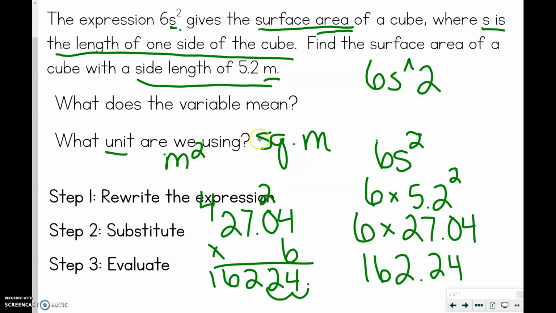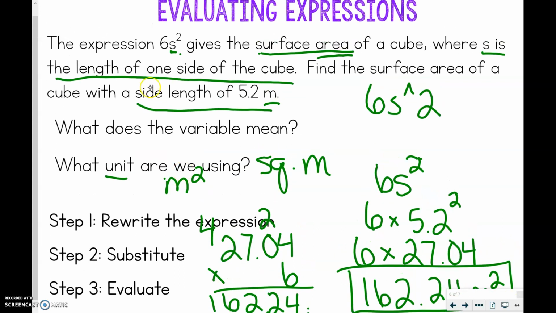We said it was meters and it's squared meters. So I'm going to put my M2, but you can always write the SQ for squared if you want. And that's our answer. Okay, so really the only new step is making sense of your real world problem as far as what does your variable mean, what are your units, sometimes those are the same, sometimes it's different, so pay attention to that, and rewriting the expression from the problem. Then you just substitute and solve like we've been doing.